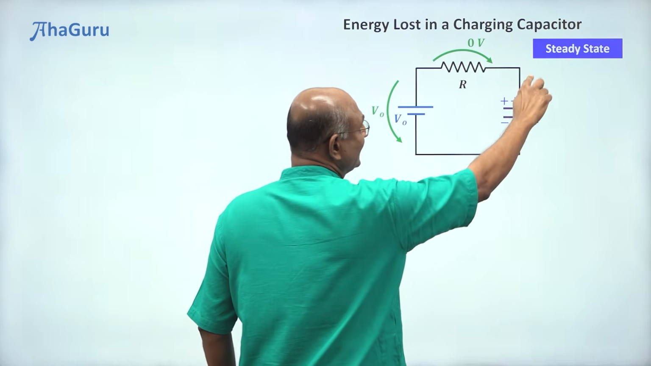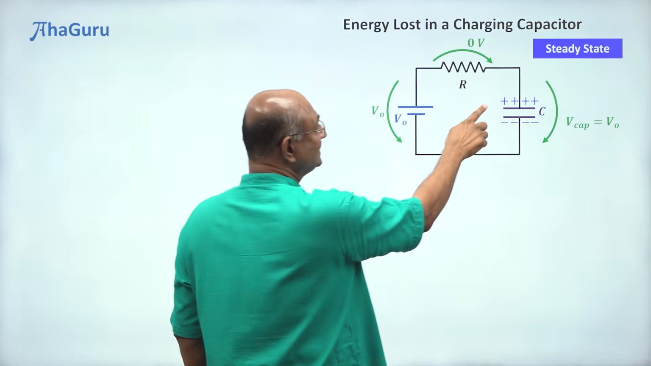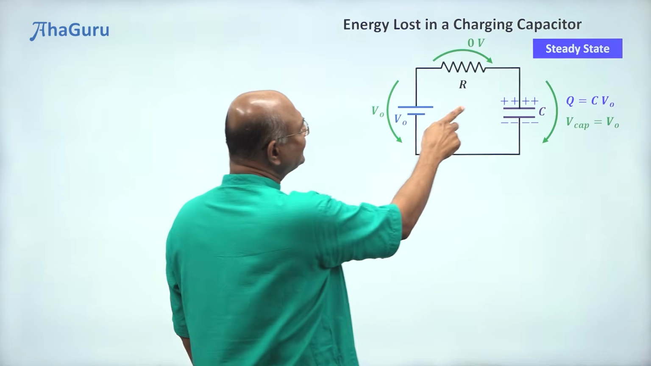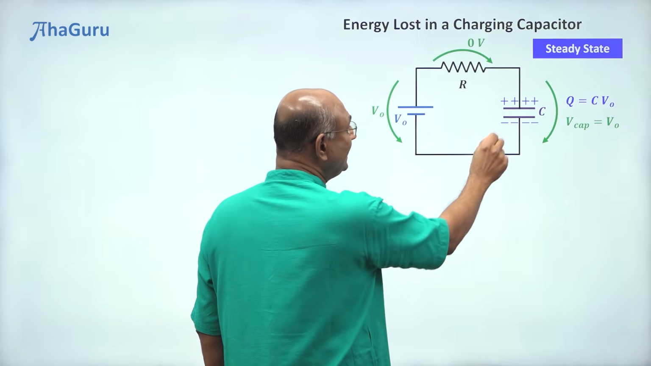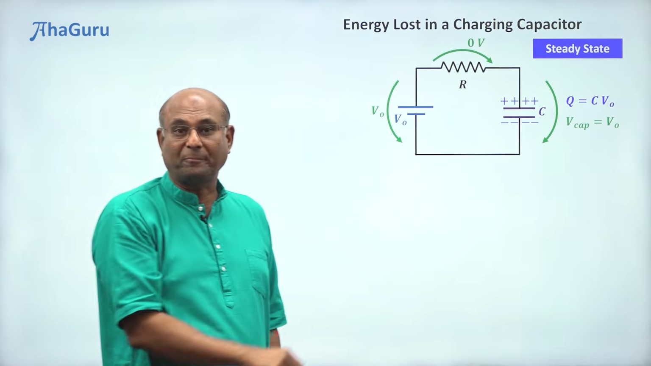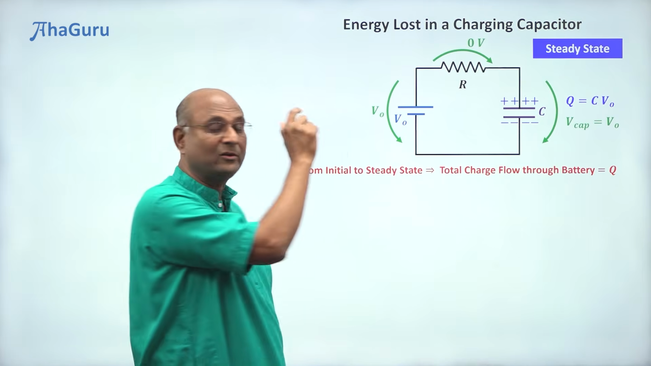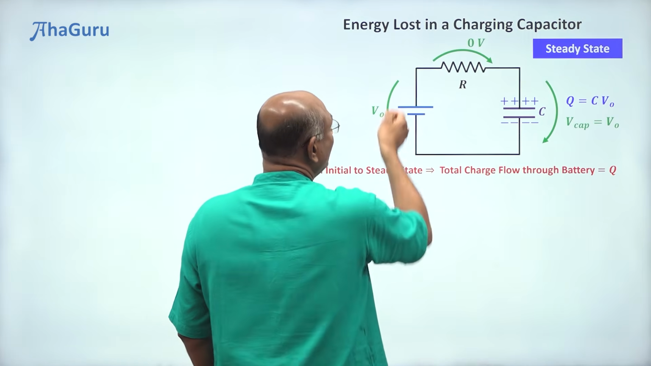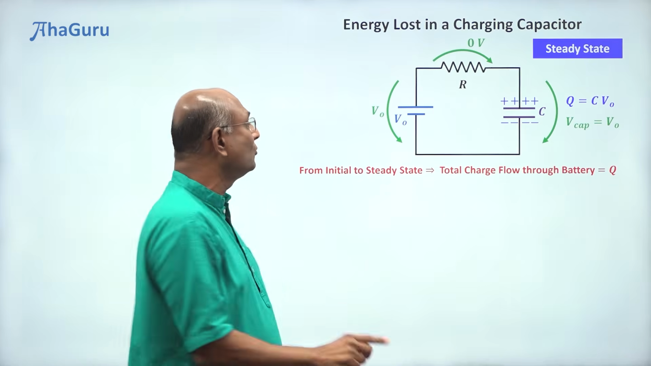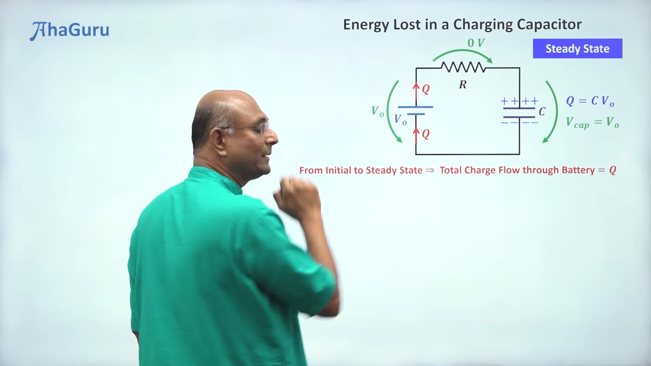Kirchhoff's voltage law tells us that the potential drop across the capacitor must be equal to V0. And so the charge on the capacitor must be C times V0. How did this capacitor get this charge Q? This battery took this charge from the bottom plate and deposited it on the top plate. So that means during the charging phase, from the initial state to the steady state, Q is the charge that went through the battery. The charge flow through the battery is Q in this direction, right? So there was a charge of Q flowing through the battery.